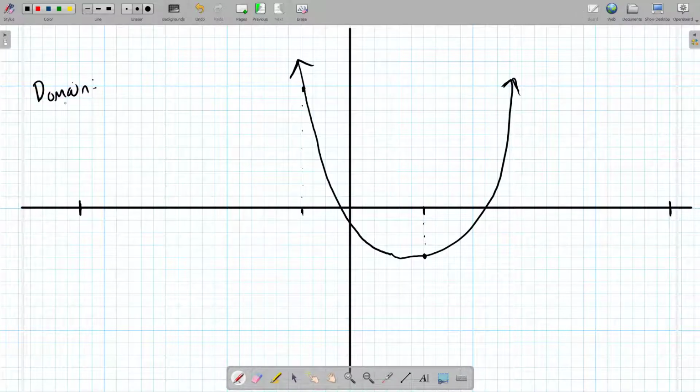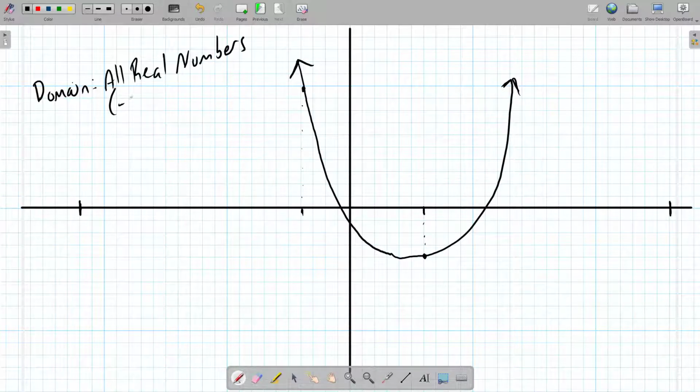Because of this, the domain of every parabola, it doesn't matter if it's been stretched or compressed, or if it's opening up like this, or if it's like the one from the first slide where it's opening down, the domain is always all real numbers. We can also write this as negative infinity to infinity.